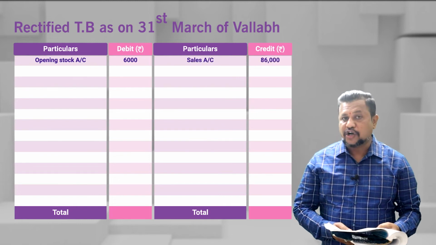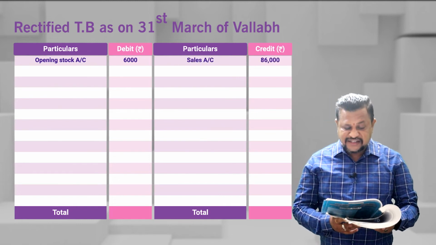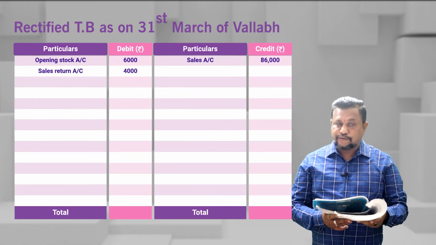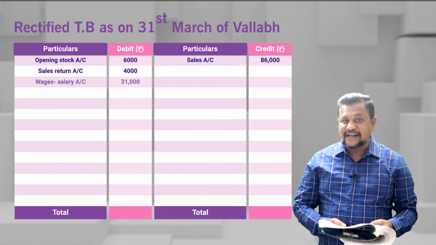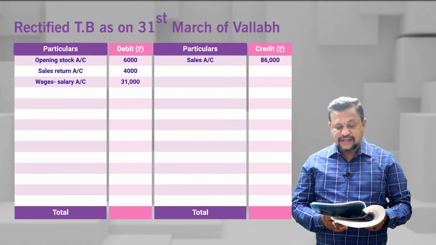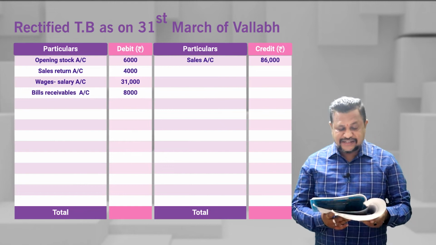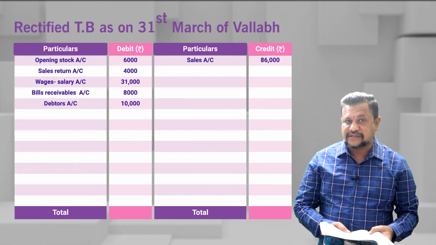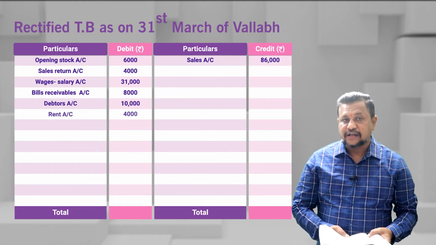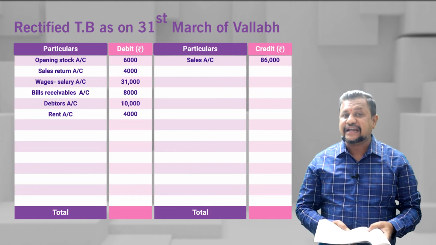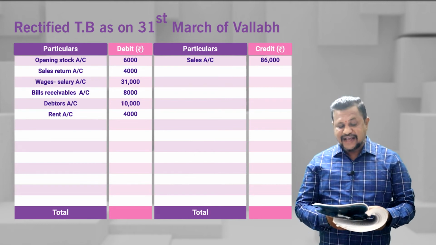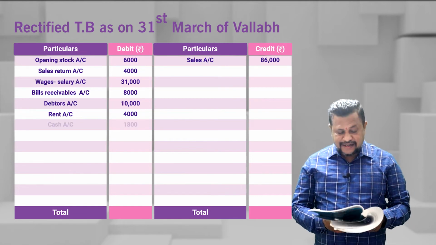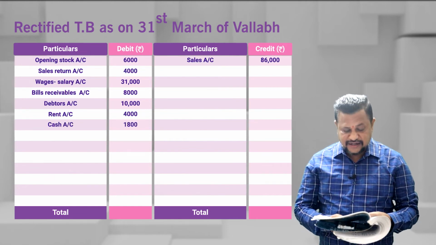Sales will come on the credit side, it's an income, 86,000. Sales returns will come on the debit side 4,000. Wages and salaries debit side 31,000. Bills receivable are a current asset, debit side 8,000. Debtors current asset, debit side 10,000. Rent, only rent is given, that means rent paid, it becomes an expense, debit side 4,000. Cash is a current asset, debit side 1,800.